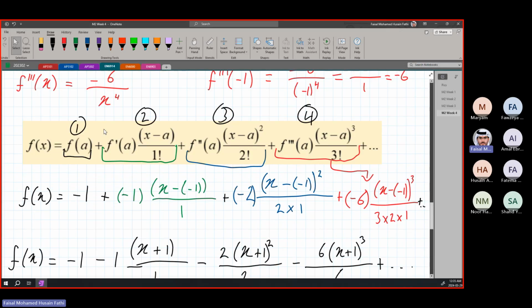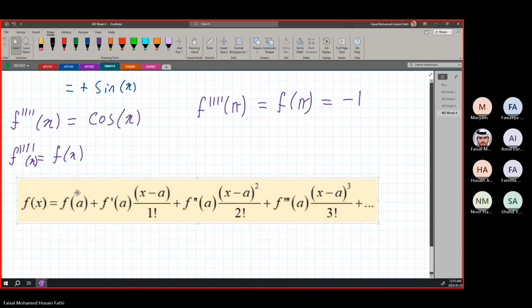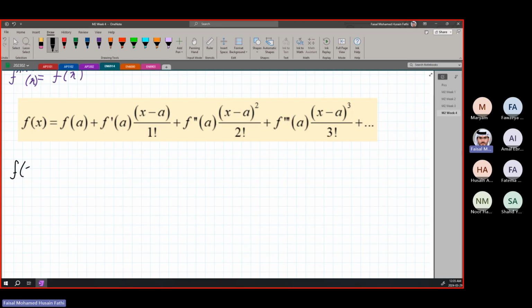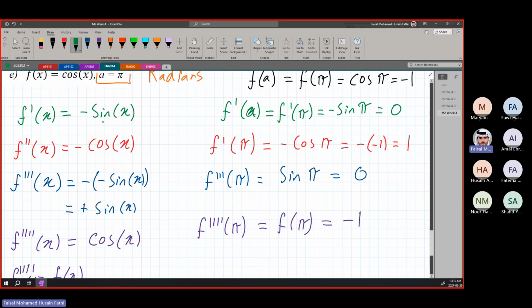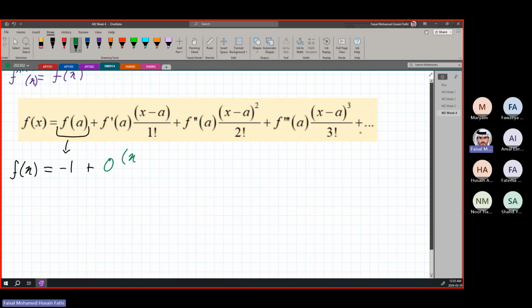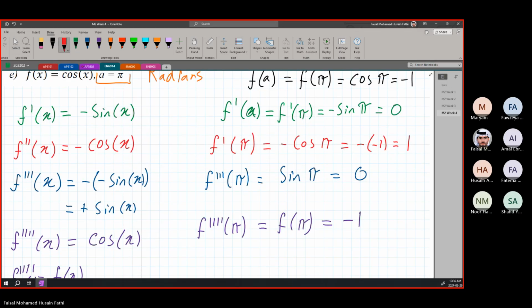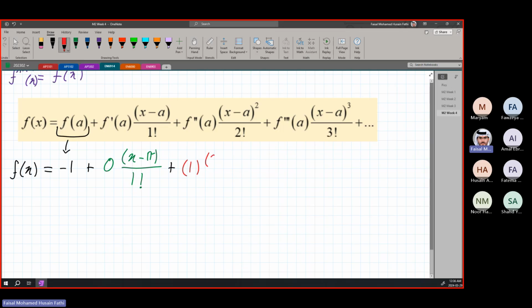So now let's plug this into this equation. Again, similarly, f of a we found to be -1, the -1 we found from the very beginning, plus f prime of a, which we found to be 0. So it's going to be 0 times x minus a over 1 factorial, a obviously being pi, x minus pi. But as you can see, it's 0, so it's just going to cancel out later on. f double prime we found to be 1. So it's going to be 1 times x minus pi squared over 2 factorial, which is 2 times 1, which is just 2. 1 factorial is just 1.